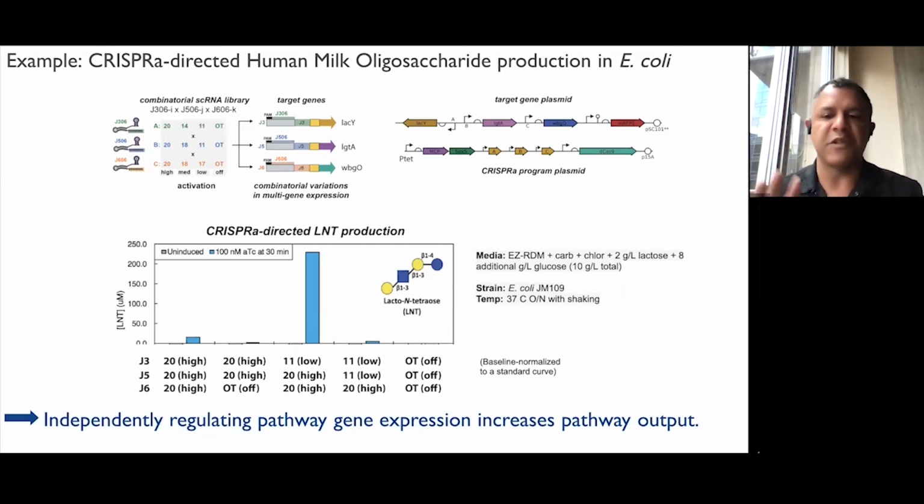And, of course, this also shows that we can use our tools to program gene expression in multi-gene pathways that are engineered to produce target molecules. So it gives us a new ability to program those combinatorial variations and gain control over the timing and expression of multiple genes.